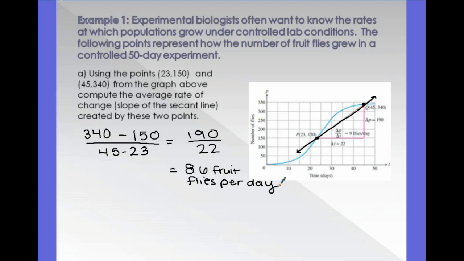That change can be called the average rate of change. And remember now, average rate of change is the long definition for slope of the secant. So the slope of the secant for the average rate of change is 8.6 flies per day.